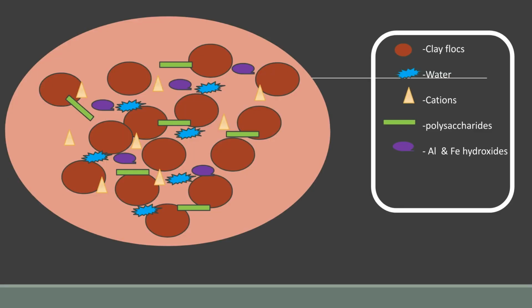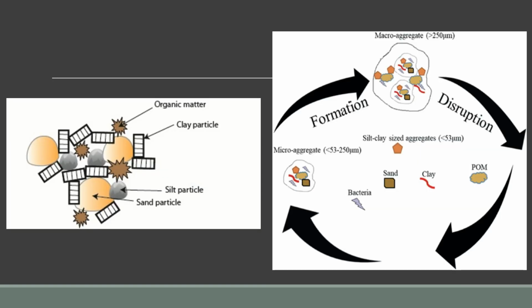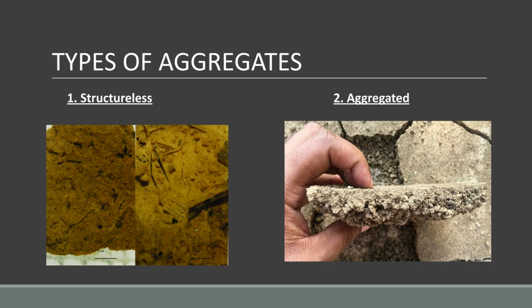to aggregation. This illustration shows the components involved in soil aggregation, including clay flocks, water, cations, polysaccharides, and alpha hydroxides acting as binding agents. Soil aggregates form on a scale from micro to macro aggregates, involving clay, silt, organic matter, microbial debris, and plant roots. Soil aggregates are constantly being formed and disrupted, with organic matter and biological activity playing critical roles in their formation and stability. Aggregates are broadly categorized into two types: structureless and aggregated.